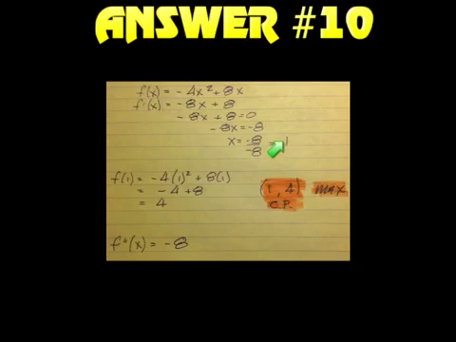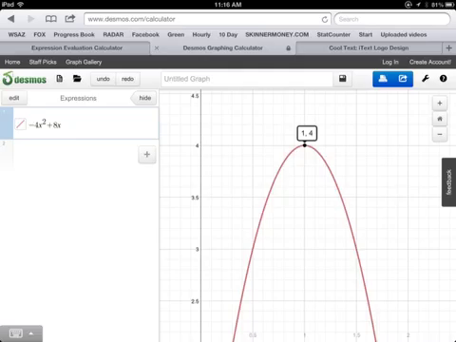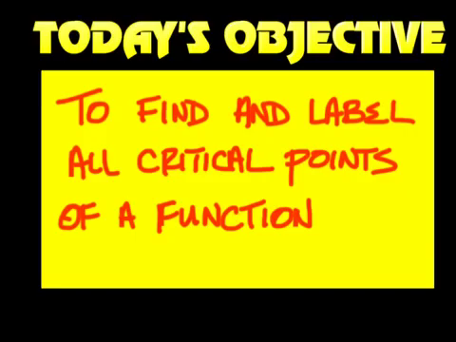And number 10, an easy one. You have a 1 for an x value. Plug it back in to get a 4. Second derivative test is negative, so that makes it a maximum. And there is your graph to verify that.